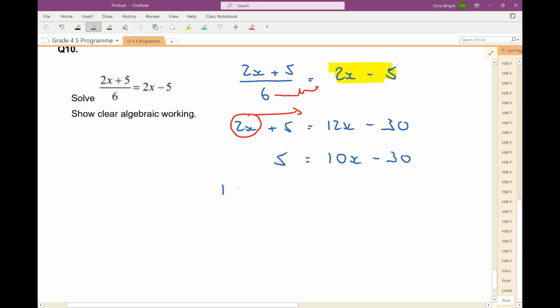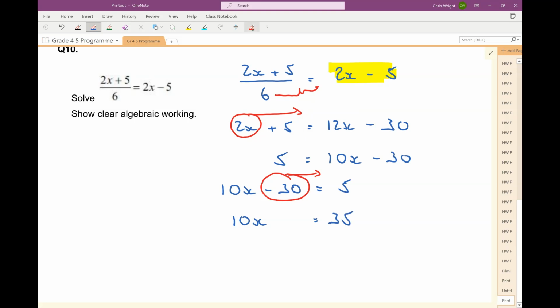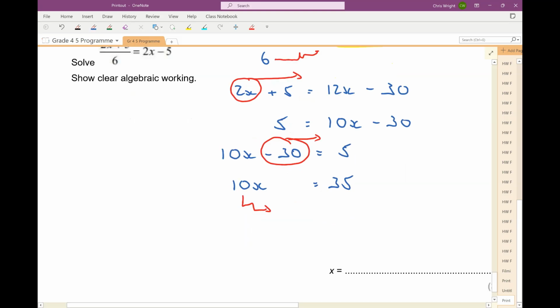Right, I'm going to turn these around. 10x minus 30 equals 5. Let's float and ping that minus 30. So 10x is going to be, well, that's 5 plus 30, 35. And now I can escalate down the 10 to give me x equals 35 over 10. Well, 35 divided by 10 is 3.5.